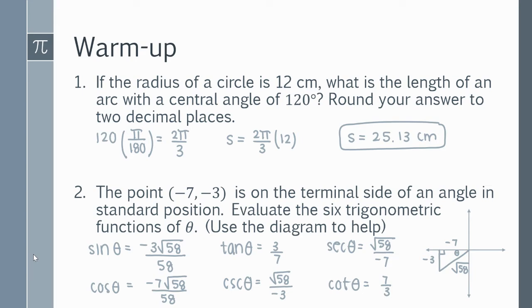So I've located that (-7, -3) point in the third quadrant, created a right triangle, did the Pythagorean theorem to find the hypotenuse, which is always positive, and then I went through SOHCAHTOA and I rationalized anything that had a square root in the denominator.